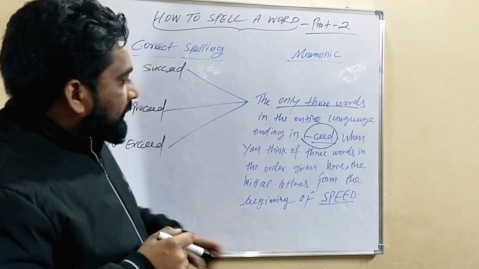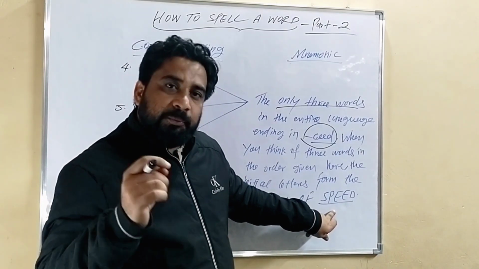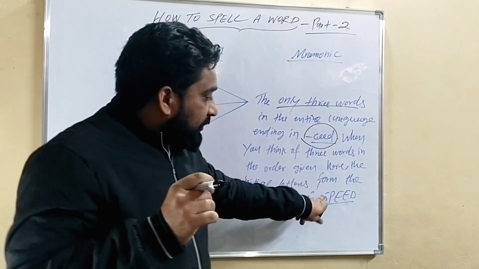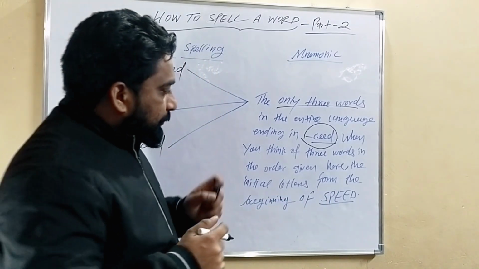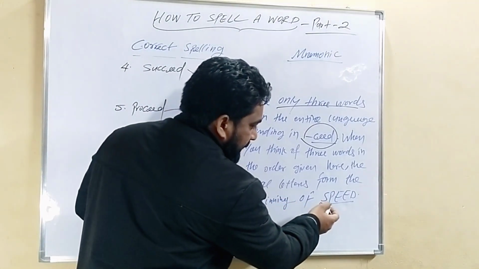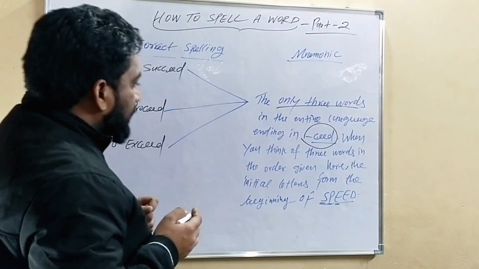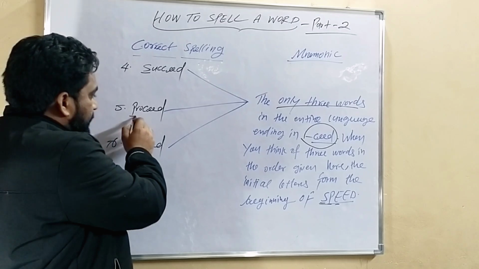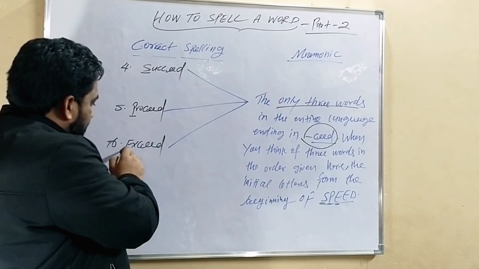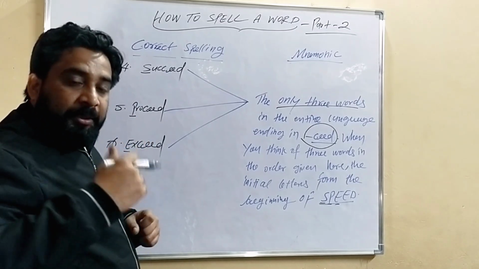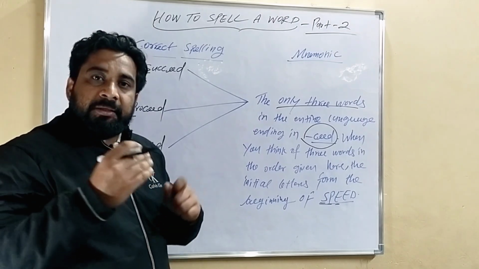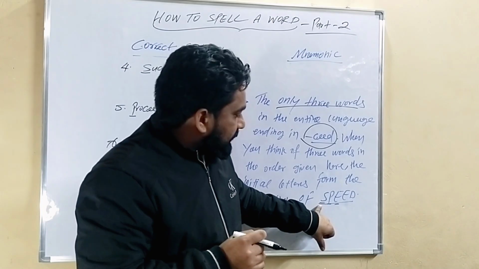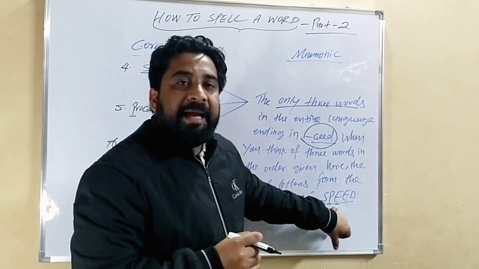If we analyze the word speed, that is a very easy word, we use it in our daily lives. The first three letters of this word are S, P and E. So how to recall it? You can say the first letter of succeed is S, first letter of proceed is P, and the first letter of exceed is E. So we can recall it, we can memorize this. Speed is the word. From this we can spell succeed, proceed and exceed.